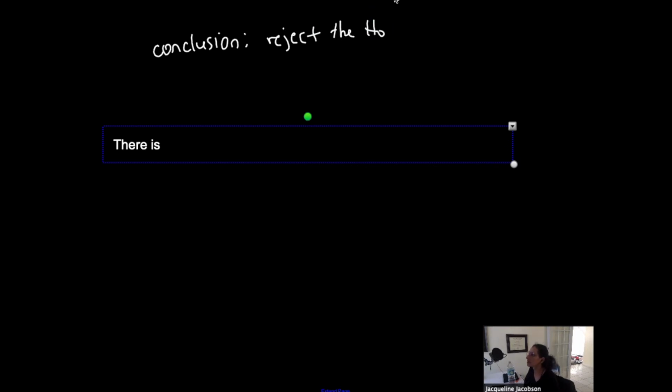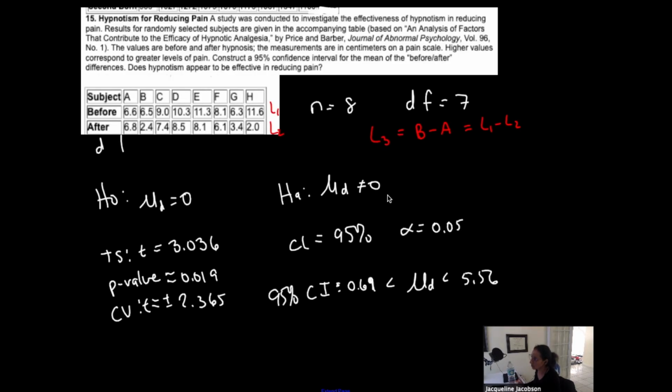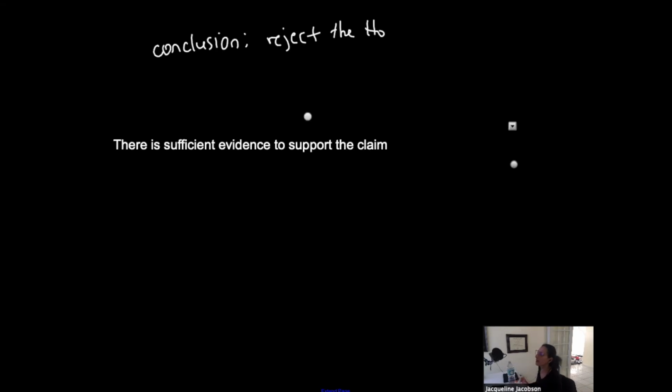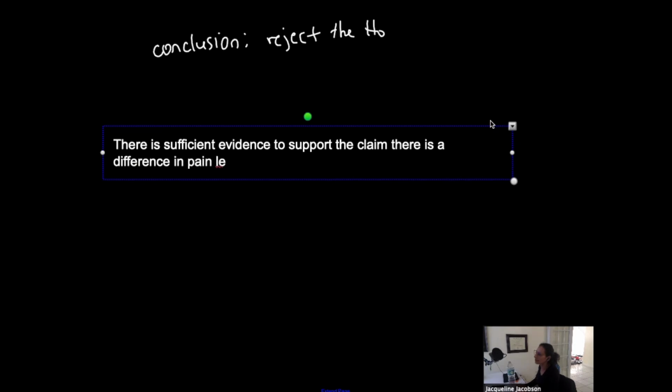If I'm rejecting the null hypothesis, I say that there is sufficient evidence. I'm rejecting the null, so there's sufficient evidence to support the alternative, so sufficient evidence to support the claim. And what does the alternative say? In this particular alternative, it says that there is a difference between before and after. So, to support the claim that there is a difference in pain level before and after hypnotism.